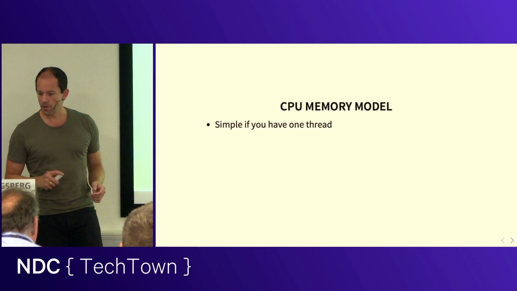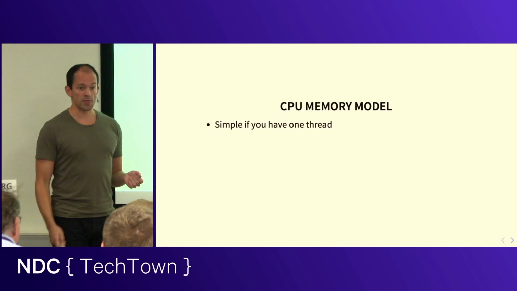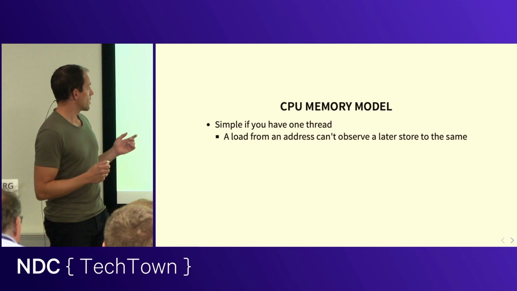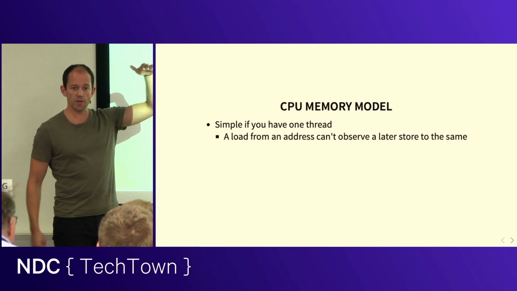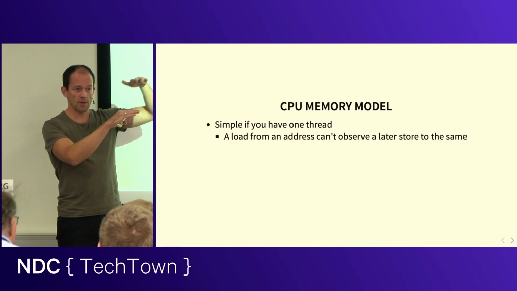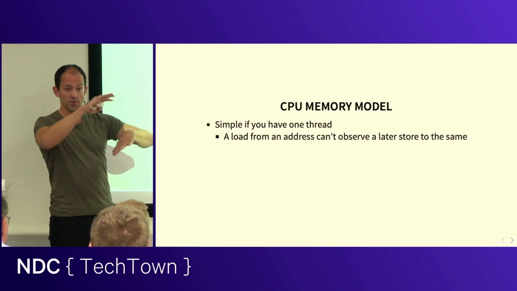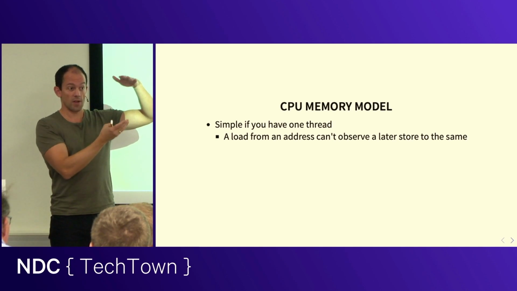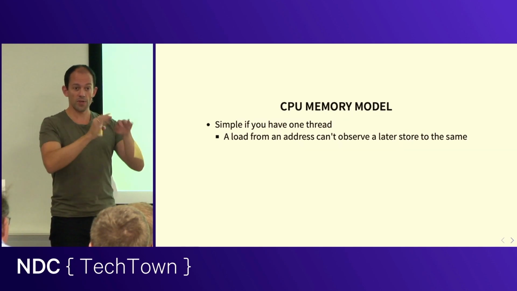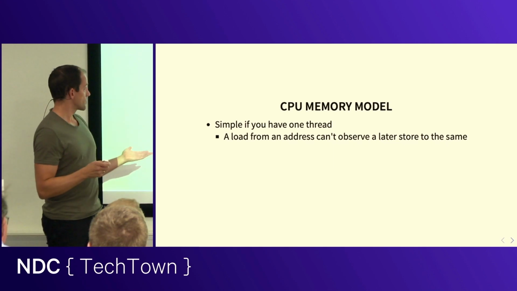But for the CPU memory model, it's very simple if you have one thread. Basically, the only thing you need to think about is if you read some memory and then you write some memory, the read has to return the memory before the write, right? You can't reorder, so that the read actually observes the write. Things have to happen in sequence.